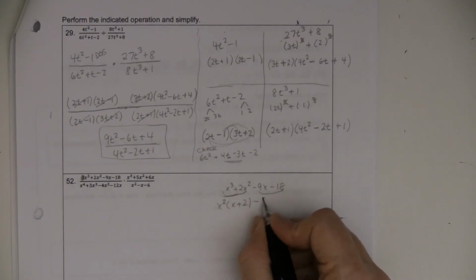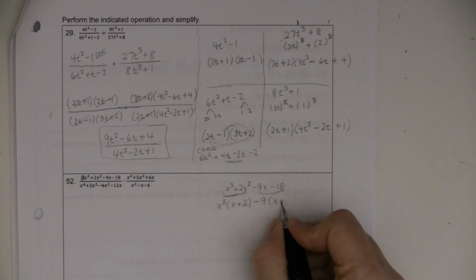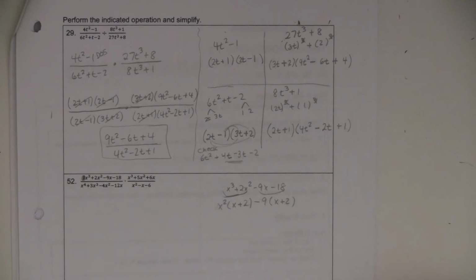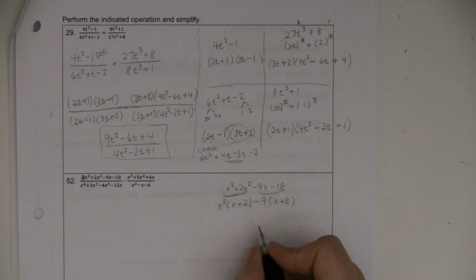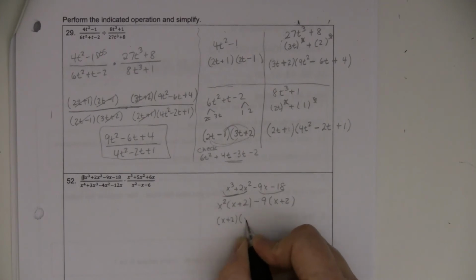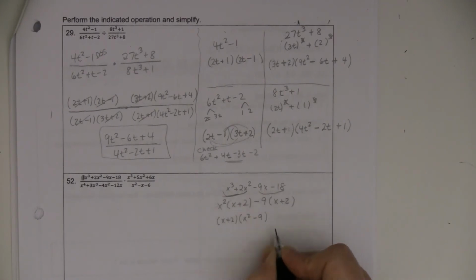Bring down the minus 9 and x plus 2. And now they are the same. So there is a mistake if they're not the same. And then, pulling out the x plus 2 to the front, I have x squared minus 9, which is a difference of squares. And so this one factors as x plus 2 times x plus 3 times x minus 3.